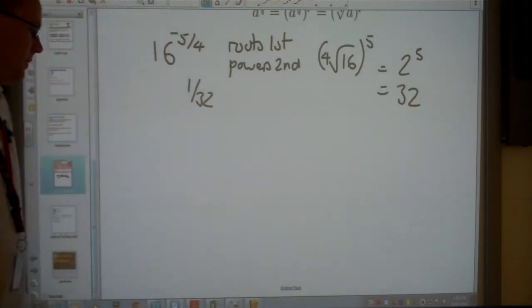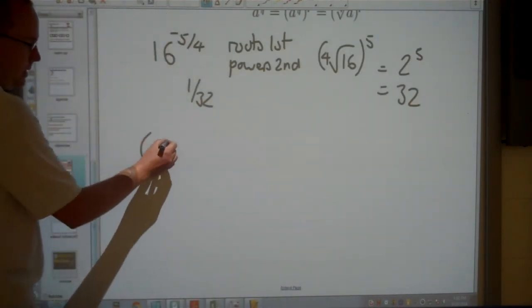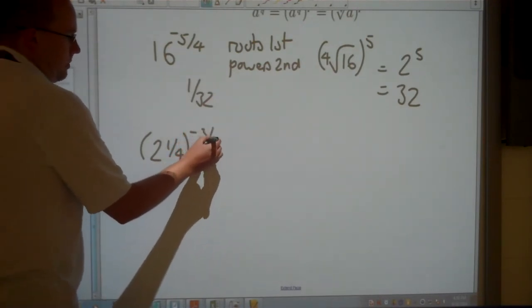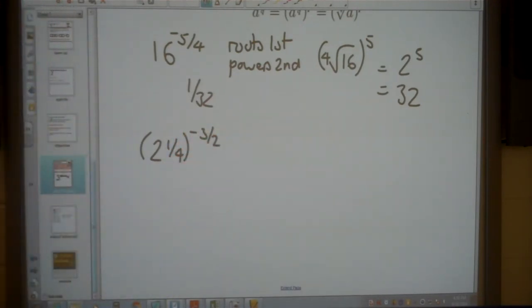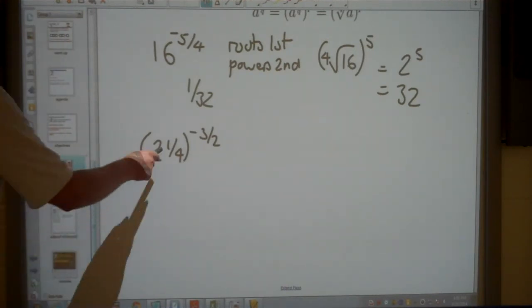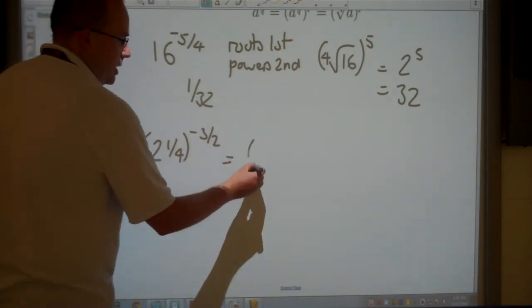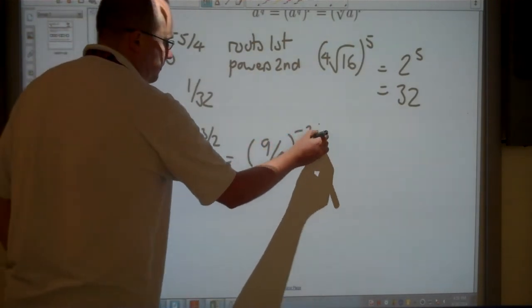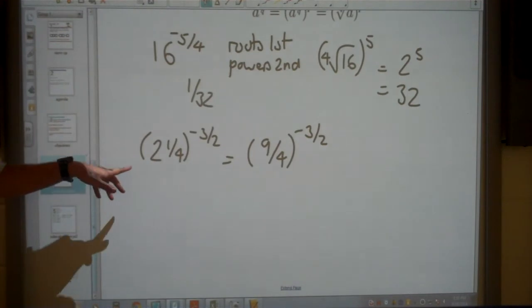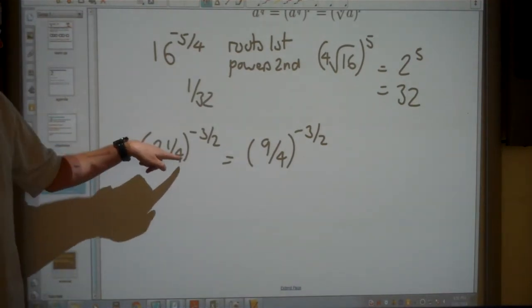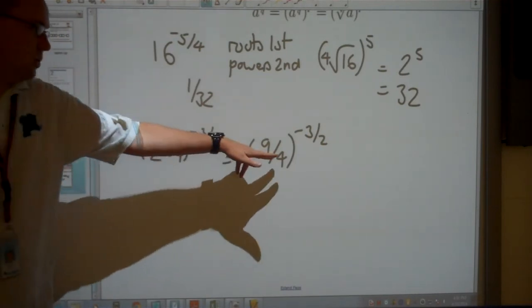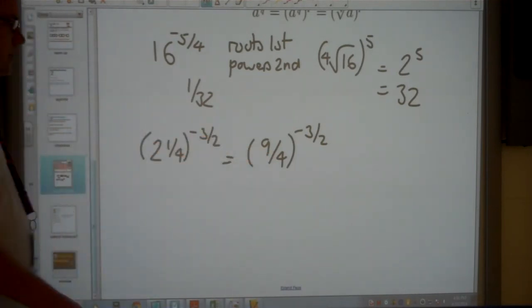Now, another A-specific question for this would be something like this: 2 and 1/4, all raised to the power of negative 3 over 2. You probably didn't do questions like this with mixed numbers. So what we actually want to do is change the format. I'm going to make it into an improper fraction. How I did that, in case you haven't done this for a while: 2 times 4 is 8, add on 1 gives me 9, and I know this question is about quarters, so I put quarters here.